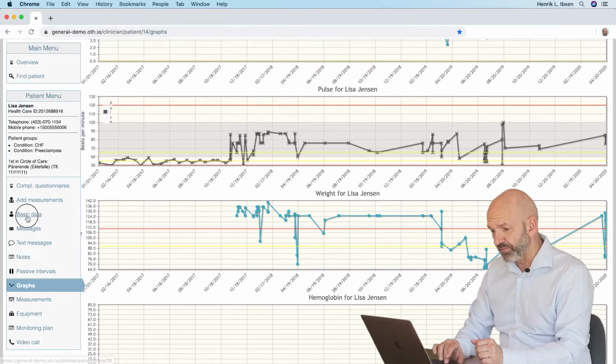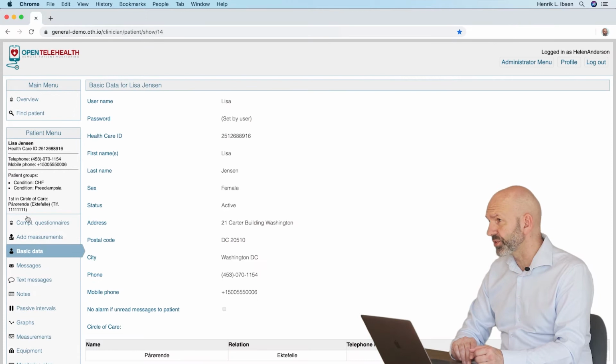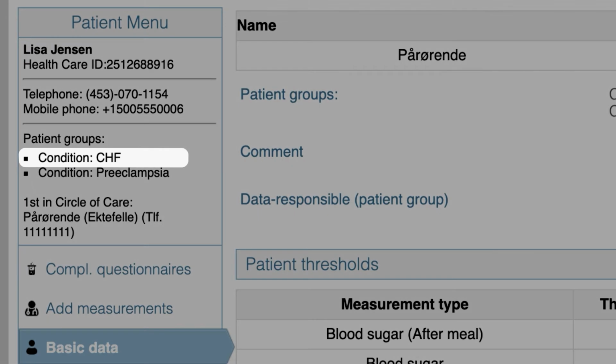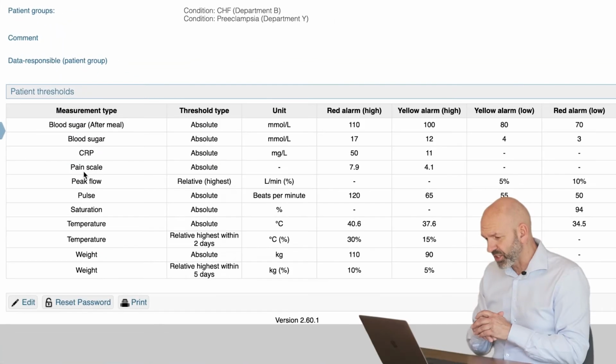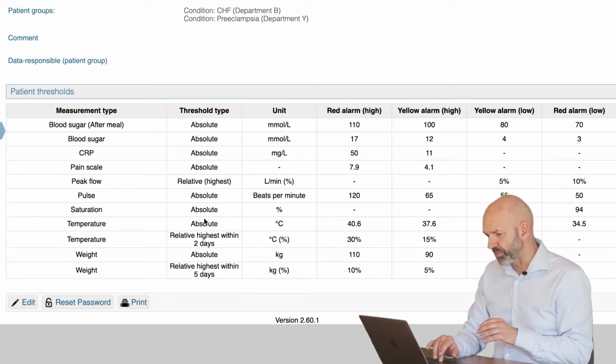So knowing the basic data from the patient is also important. Thresholds that have been applied to each patient are listed in the basic data. When a patient is enrolled into a patient group like heart failure, they automatically inherit all the thresholds in that particular patient group, which means if you are entered into several patient groups, you will inherit those thresholds automatically. In this case, Lisa is a comorbidity patient. She is a heart failure patient. She's also pregnant, which is fortunately not a chronic disease. So as you can see here on the threshold, she has some different thresholds, some different monitor parameters.